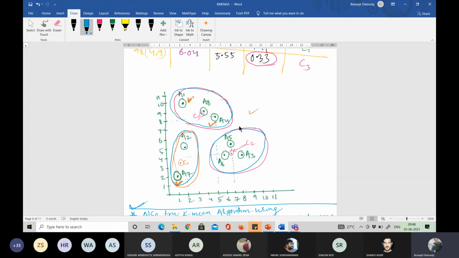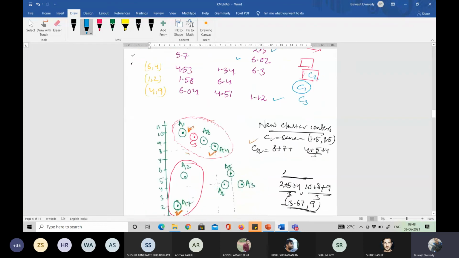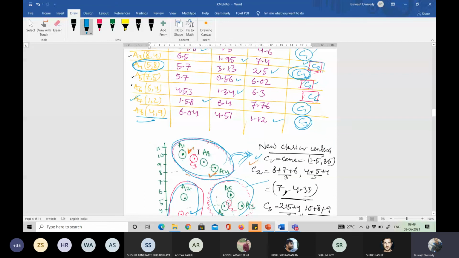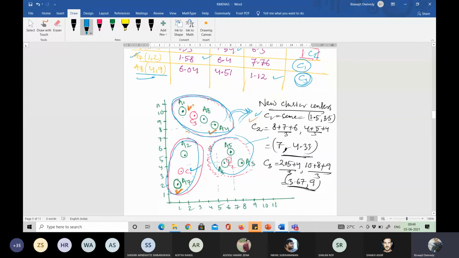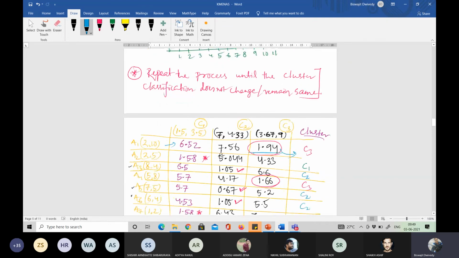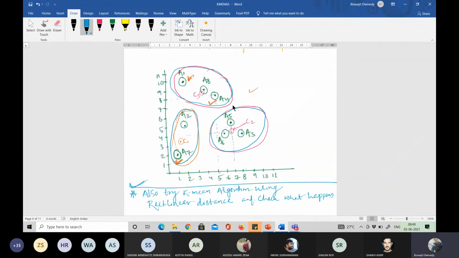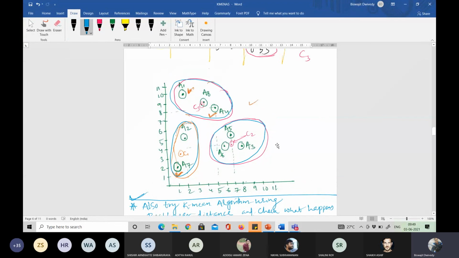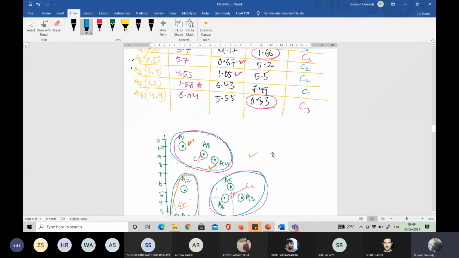You can see previously the clusters were like this. These 3 points were kept in one cluster, these 3 points were kept in the second cluster, and these 2 points were kept in one cluster. Same thing happens here also. There is no change in the clustering. So at this step we can conclude that no changes are happening in your clustering, so there is no need to update the cluster centers. We can stop our algorithm. This is the final clustering of these 8 data points, or the whole data set.